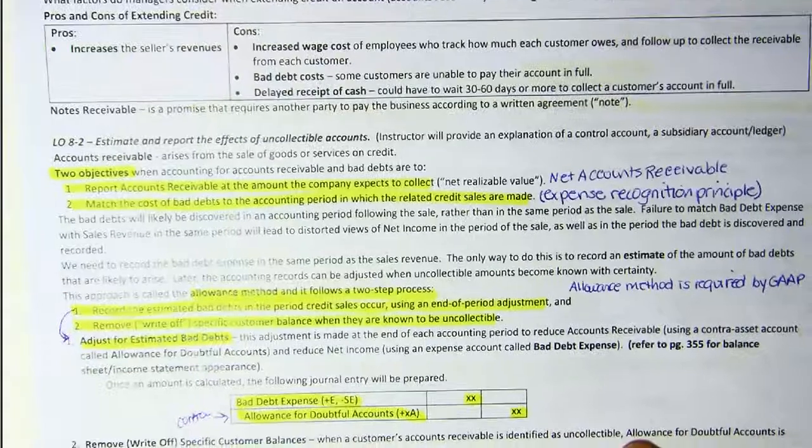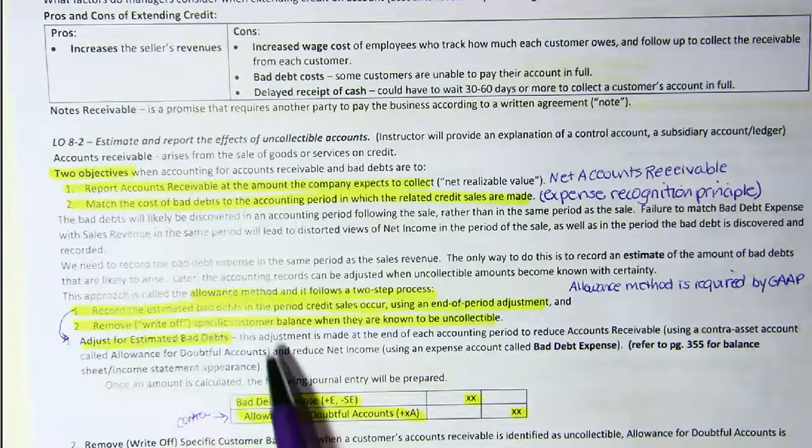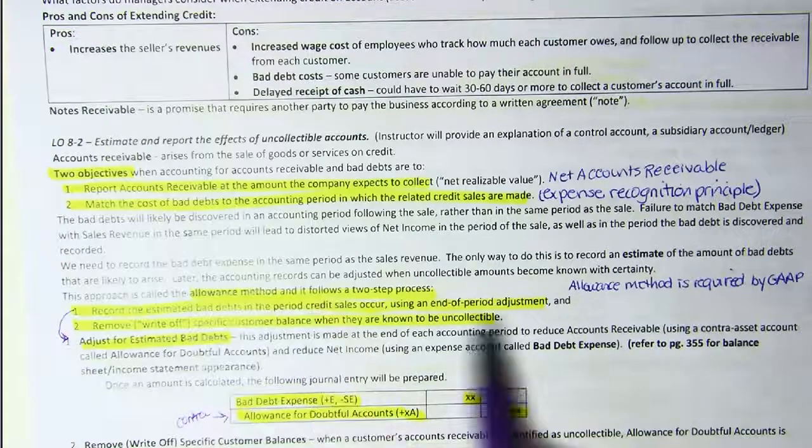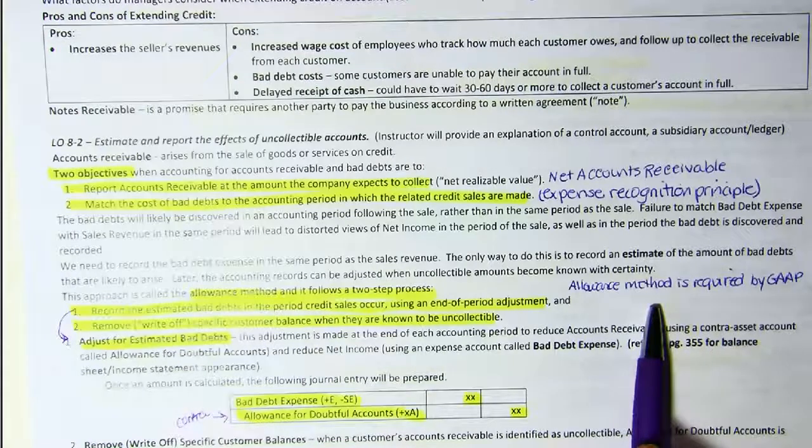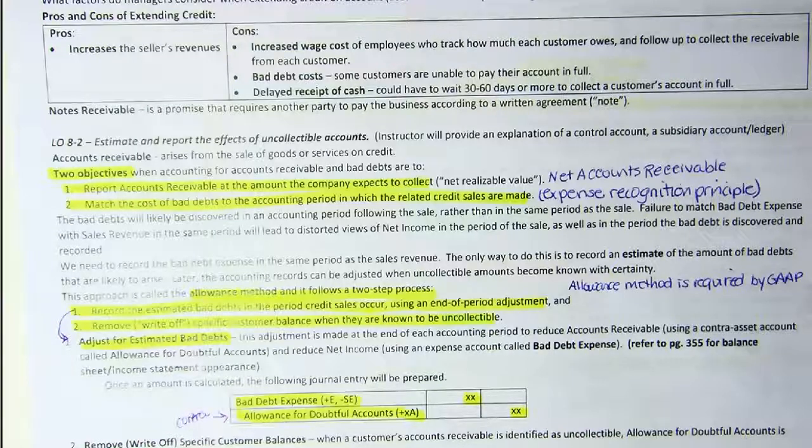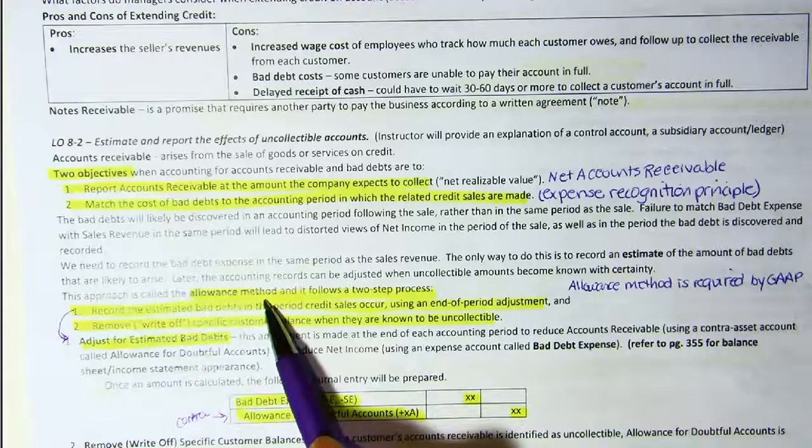In 8-2, what we're showing you is the allowance method, which is required by generally accepted accounting principles. There's two objectives when accounting for accounts receivable: to report the accounts receivable on the balance sheet at the amount the company really expects to collect, and to match the cost of bad debts to the accounting period in which the credit sale is made. So we can satisfy both by following the allowance method.